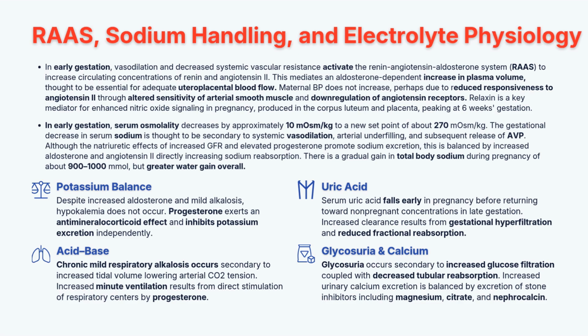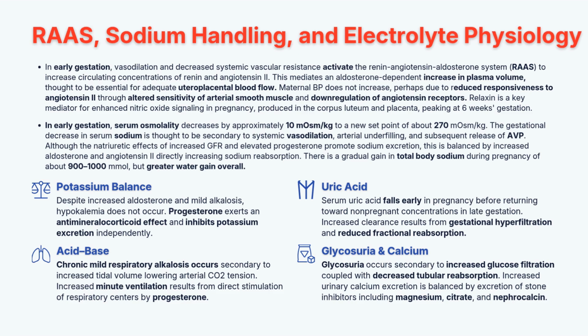Early in pregnancy, systemic vasodilation activates the renin-angiotensin-aldosterone system, or RAAS. Renin, angiotensin 2, and aldosterone levels all increase substantially during pregnancy. This helps expand plasma volume and maintain adequate uteroplacental perfusion. Interestingly, despite high levels of angiotensin 2, blood pressure doesn't rise because pregnant women become less sensitive to its vasoconstrictive effects. Relaxin also plays an important role by enhancing nitric oxide signaling and promoting vasodilation.